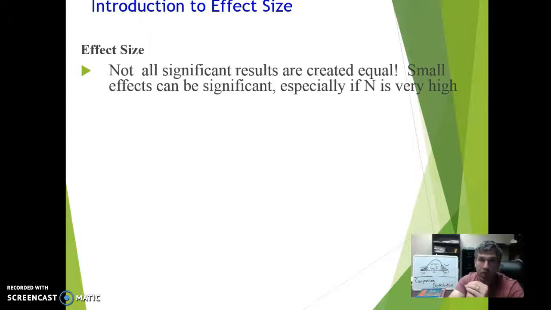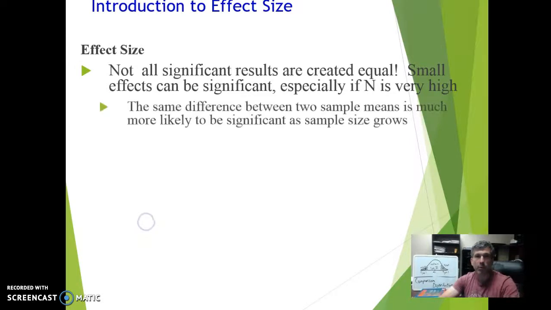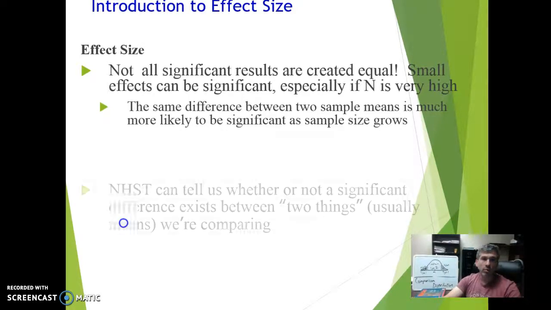So it's very, very easy to reject the null sometimes with relatively small differences between populations when you measure a bunch of people. So again, remember that logic of the sampling distribution. The exact same gap in terms of the number of points between sample means is much more likely to be significant as you measure more and more people.